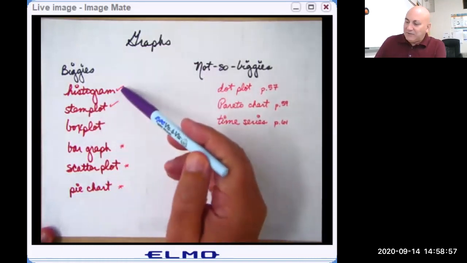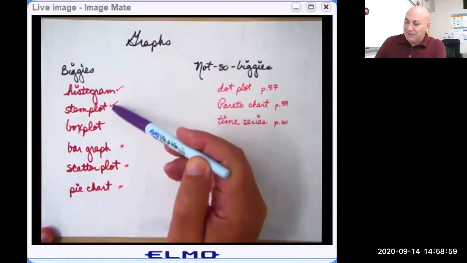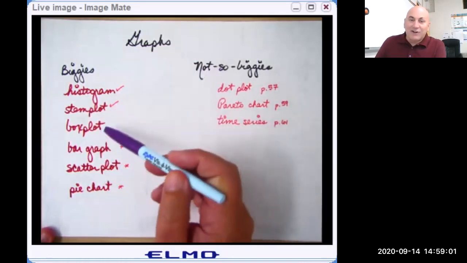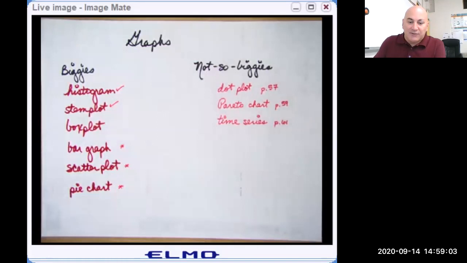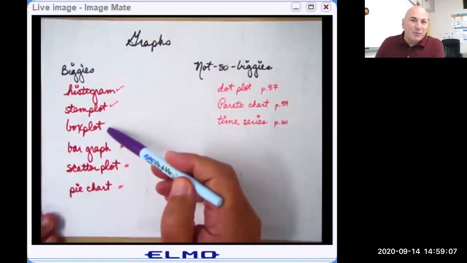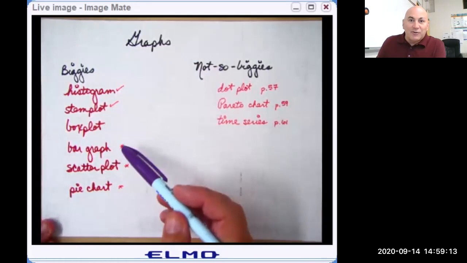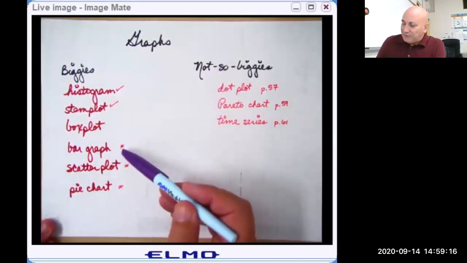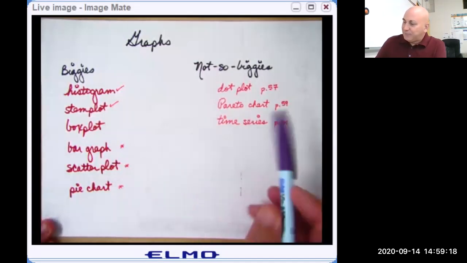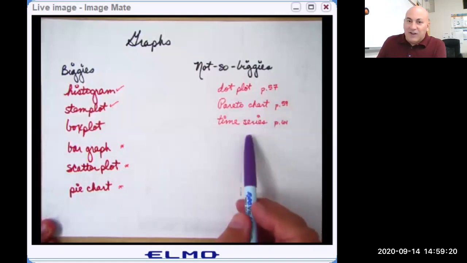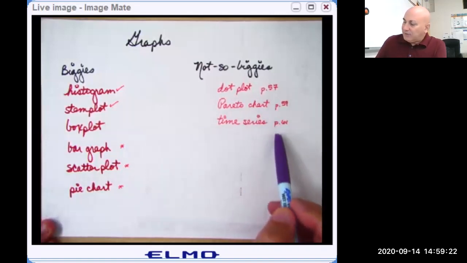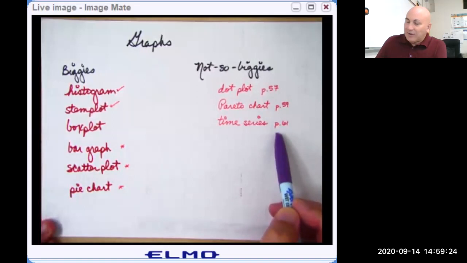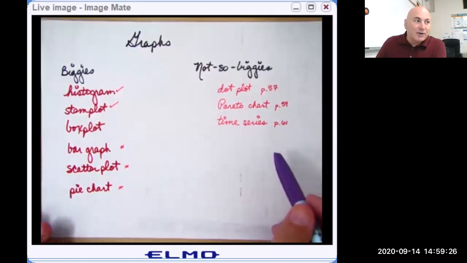Now, we've already covered how to make histograms and stem plots. We actually used box plots on our farming project, but I haven't really taught you what all the components of a box plot are yet. Today, in the world's briefest video, we're going to cover these three graphs. Now, if you're interested in these others, this is good news. Here's the page numbers for you in our current textbook.